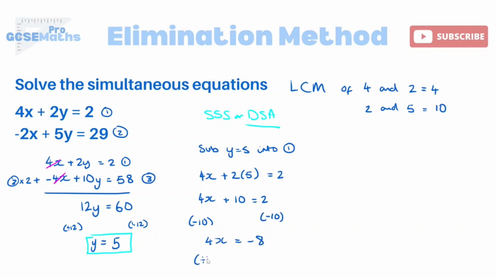And finally, divide by 4 to get x on its own. Just going to put it over here. So 4x divided by 4 is obviously just 1x. Equals minus 8 divided by 4 is minus 2. There we go. So our solutions are y equals 5 and x equals minus 2.